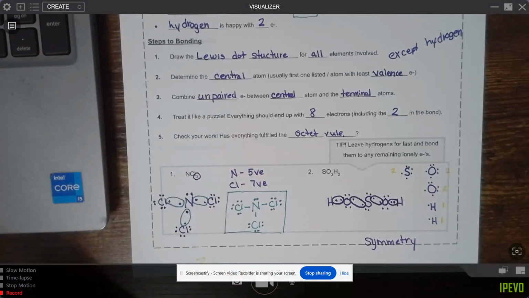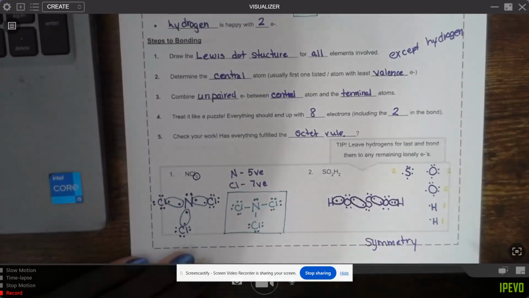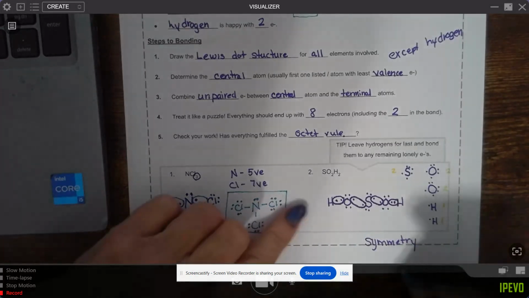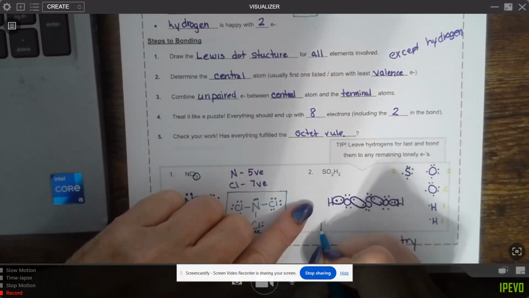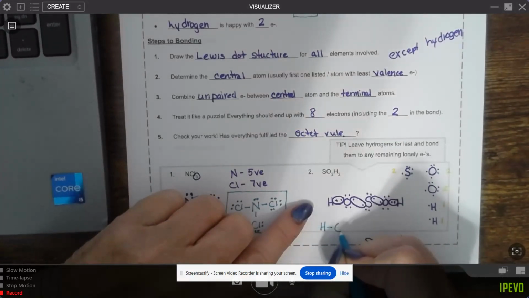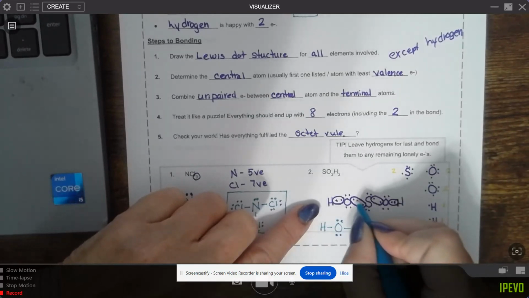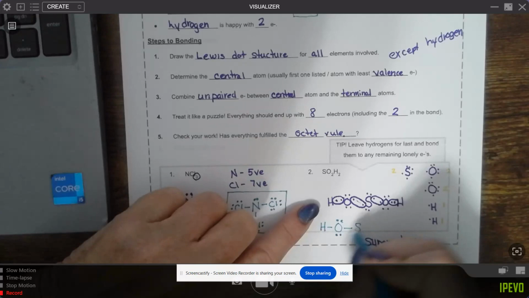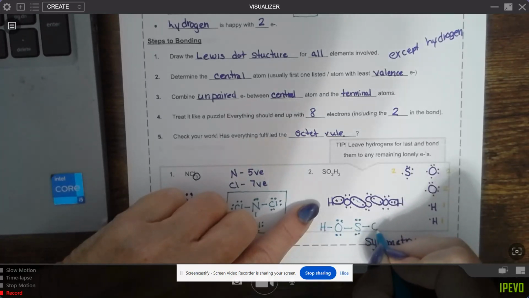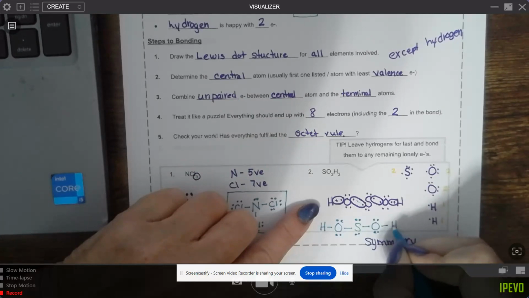And again, it's kind of like a puzzle where you have to figure out where the bonds go. But the more you practice, the more you will know. So let's draw this. I've got hydrogen bonded to an oxygen, and I can't forget the lone pairs of electrons on that oxygen. And then there's a single bond, a line, between that oxygen and that sulfur. And then the other oxygen. And finally a bond to the hydrogen.